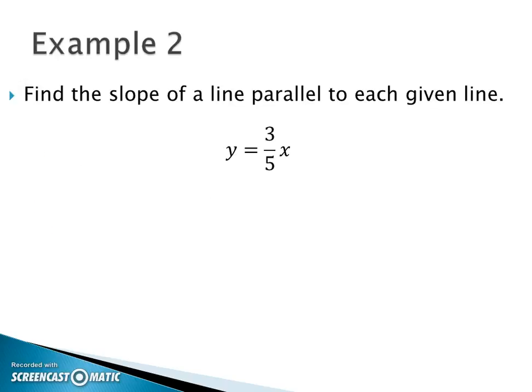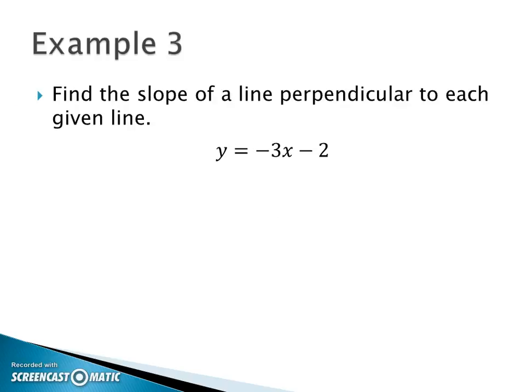So our example, find the slope of a line parallel to each given. So our slope here is 3/5, so our parallel slope would also be 3/5 because it's the same slope. Our next example, y = −3x − 2. Our slope is −3/1. So we change the sign and we flip it, it becomes positive 1/3.